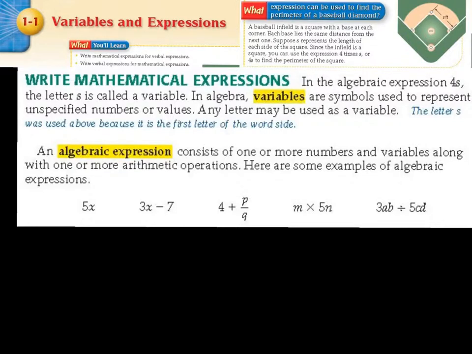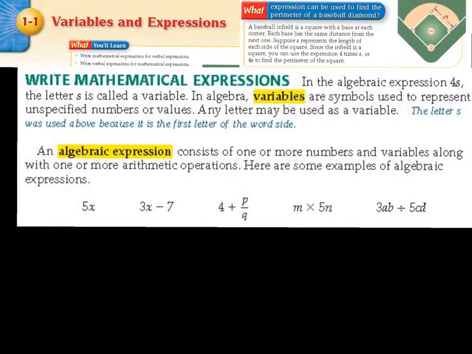In algebra, variables are symbols used to represent unspecified numbers or values. Any letter may be used as a variable. The letter S was used above because it was the first letter of the word side. S tends to be a less than desirable variable because people make 5s look like S's, but back to we go. An algebraic expression consists of one or more numbers and variables along with one or more arithmetic operations.